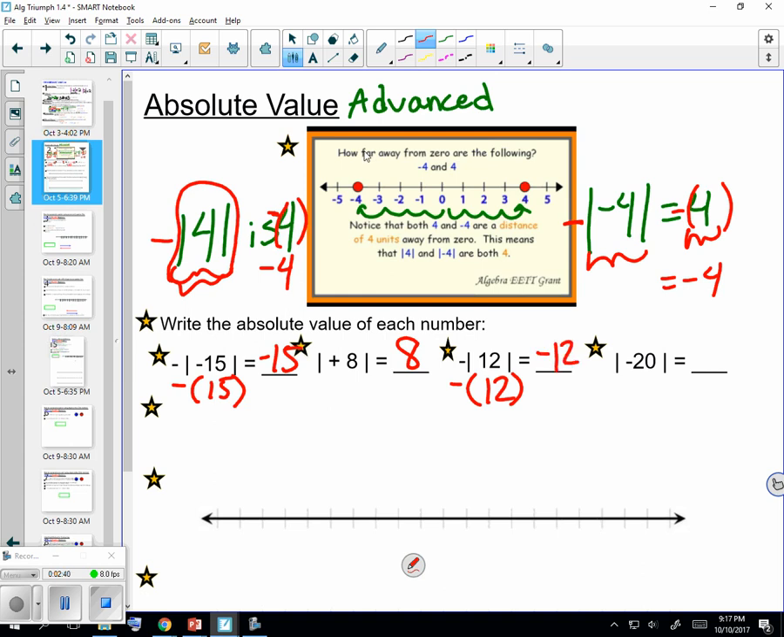The absolute value of -20. Well, the absolute value is 20. That negative was inside, so I don't write it. I just get 20.